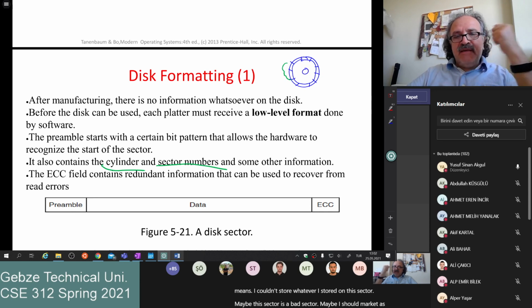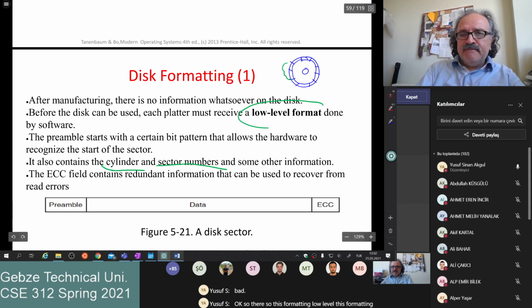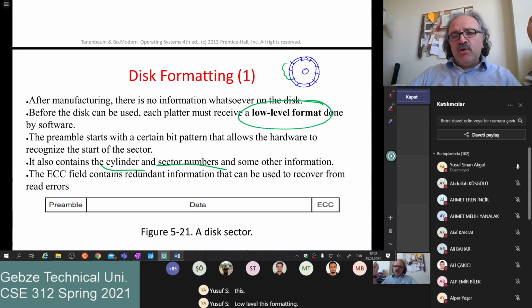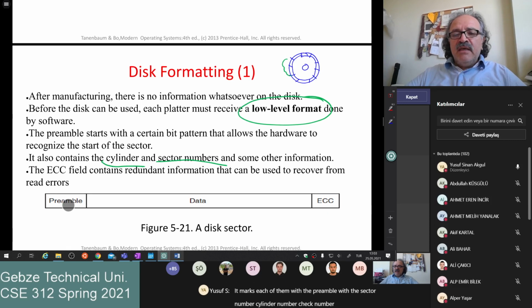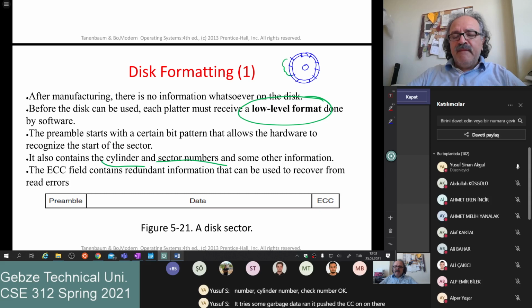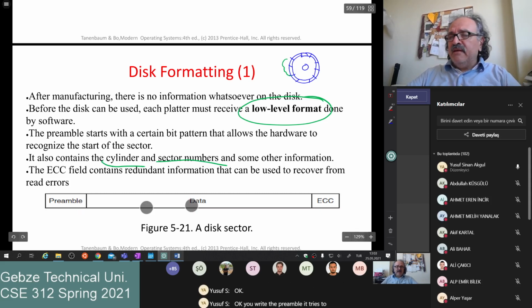Okay, so low-level disk formatting is this. It goes to your disk for each cylinder, track, and sector. It marks each of them with a preamble, with the sector number, cylinder number, track number. Then it writes some garbage data and it calculates the ECC and writes it.